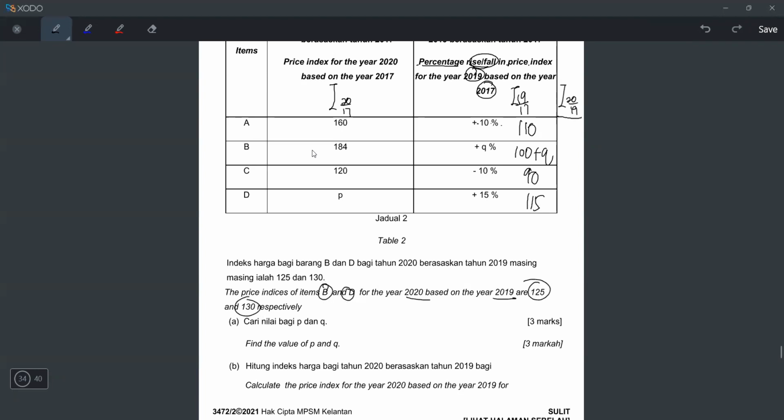So B is here, right? So B, I'll write 125. And then for D is 130. But for A and C, they never give, right? So I'll just put the dash for now, okay? Because they never give, so nothing I can do about it. So for A, they want to find the value of P and Q.